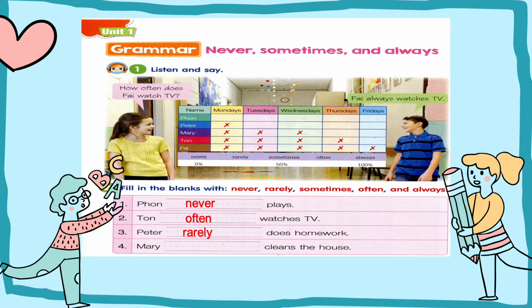Number 4. Mary blank cleans the house. Where is Mary? Okay, as you can see, Mary got 3 marks. So the answer is Mary sometimes cleans the house. Okay, very good.